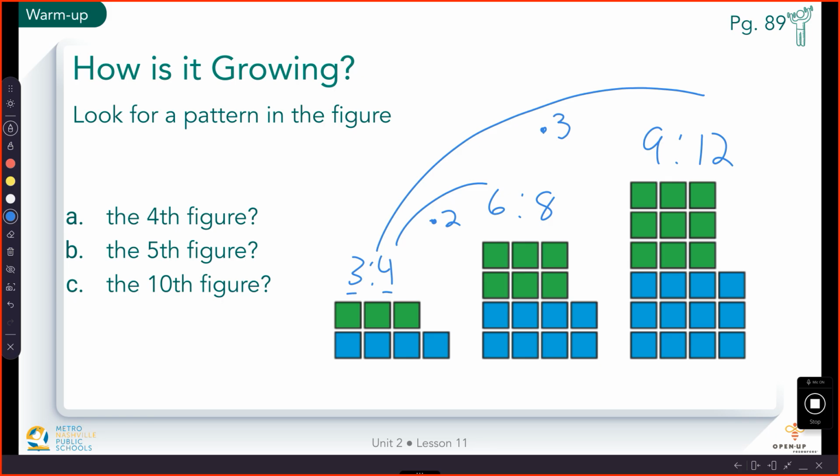So basically what you need to do now is go to the fourth figure. So if the second figure is times 2 and the third figure here is times 3, well, guess what the fourth and the fifth and the 10th figure would be? Okay, so go ahead and stop the video, figure out the next ones, and then we're going to move on.